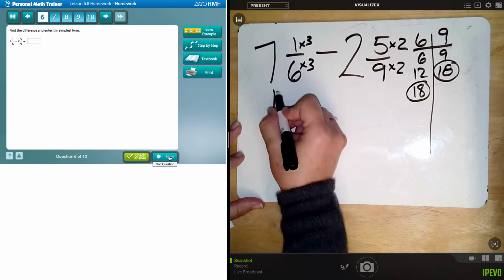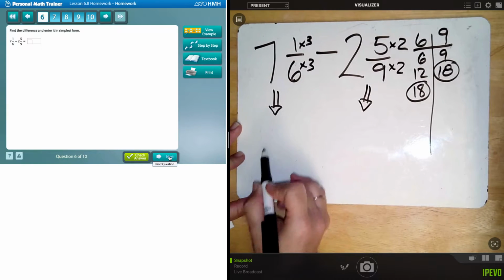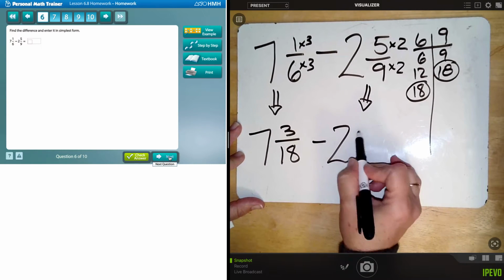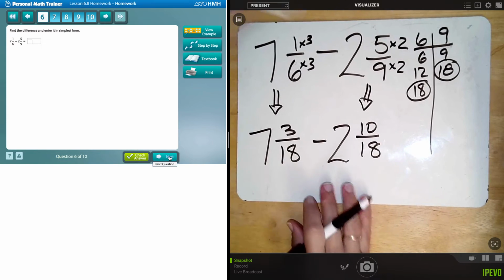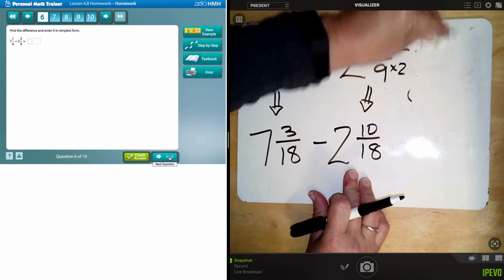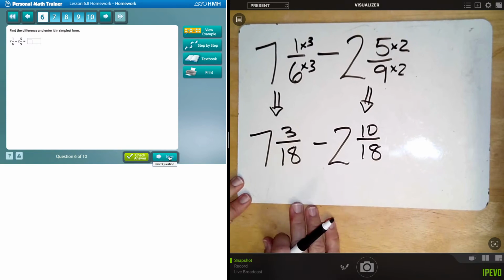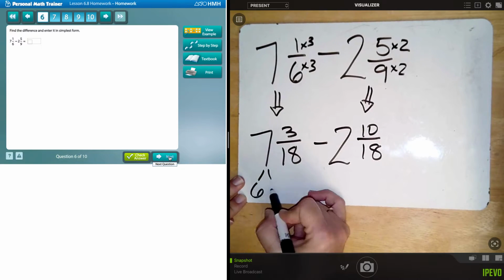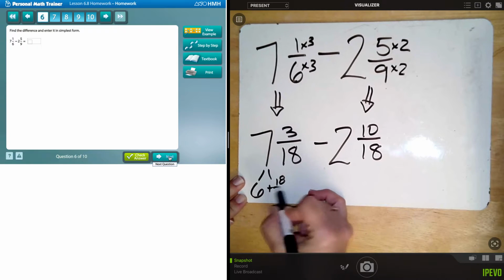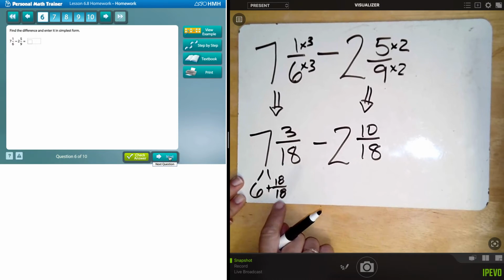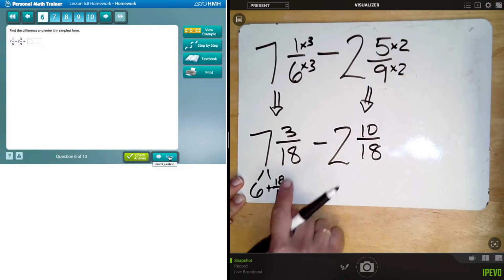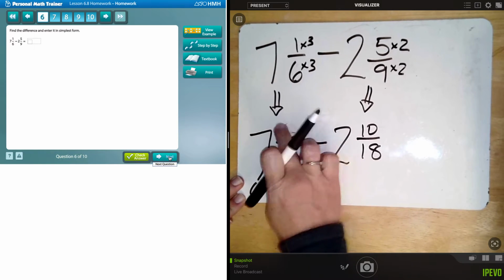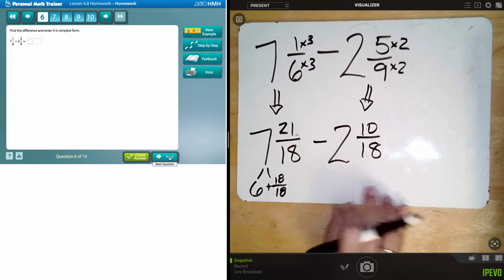Okay, so now my new problem is going to be 7 and 3/18 minus 2 and 10/18. I'm going to just erase this extra business because it looks a little visually cluttered. Okay, so I can't do 3 minus 10. So I'm going to regroup this into 6 plus 18 over 18, which equals 1 whole, right? 6 plus 1 is 7. 6 plus 18/18 is 7. So 18, 19, 20, 21. So my new numerator will be 21 when I rename this mixed number.